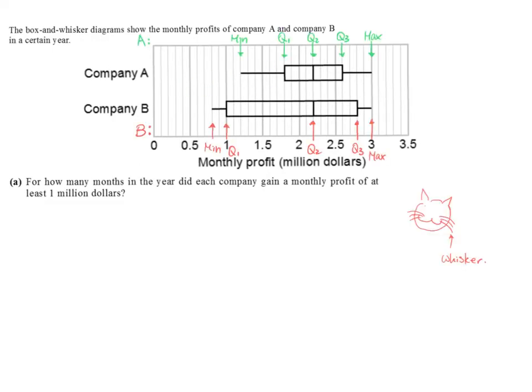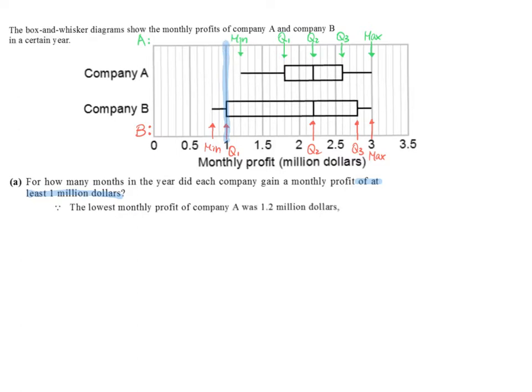Well, as you can see, the end of the left whisker means it's the number for the minimum, and the end of the right whisker is the maximum number. The middle line in the box is actually the median, and this line would be Q1, the 25th percentile, and this line would be Q3, the 75th percentile. So if we're looking at least $1 million, then here this is the cutoff line, right?